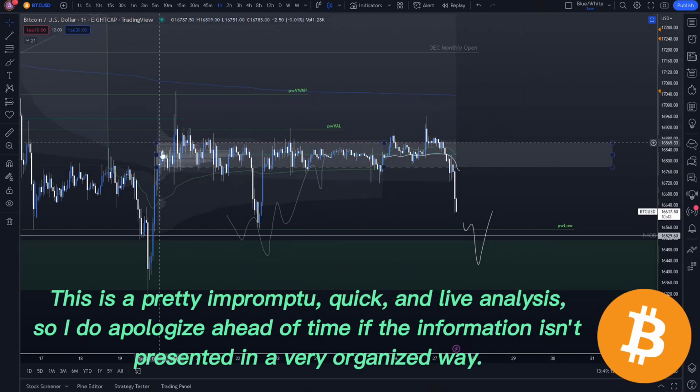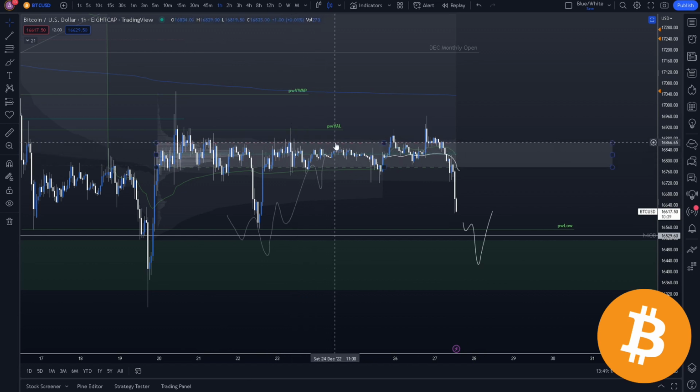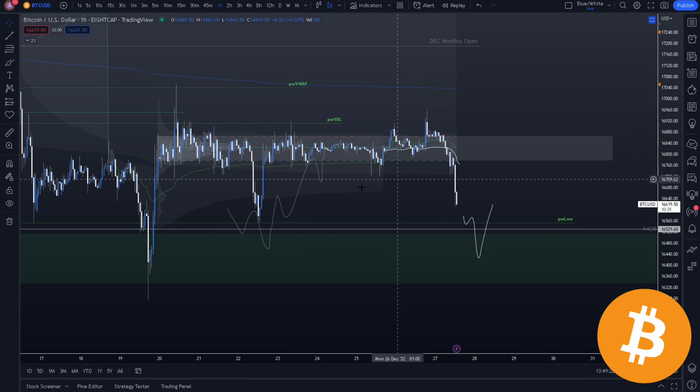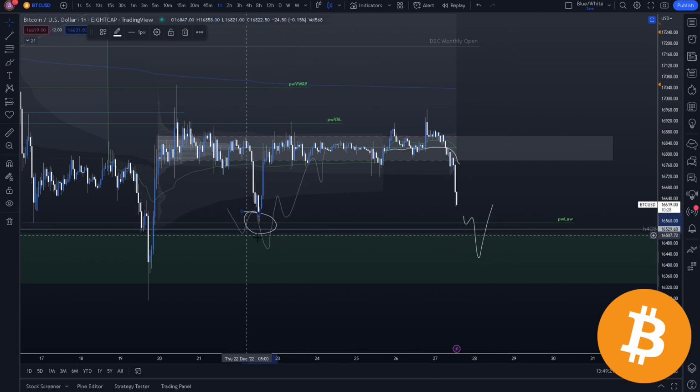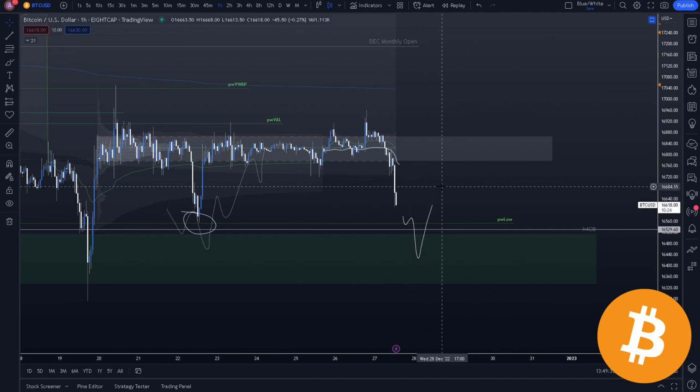On the 1 hour, you can see that we've been consolidating within this value area between the red line and the green line. We just had a few deviations, and in our private trading community, we actually entered a long on this deviation, pretty picture perfect on the zone of demand right here. And we're actually still in this trade.